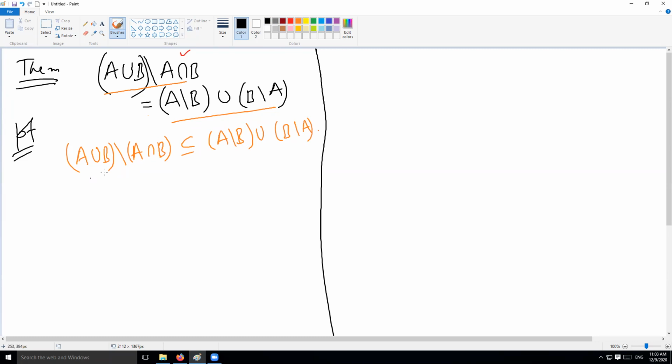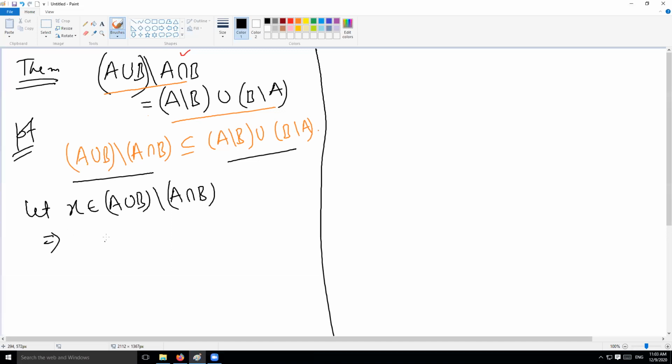So how am I going to show that this side is a subset of this? I'm going to pick an arbitrary element from here and prove that the same element is also here. So let's pick an element from here. Let X be in A union B minus A intersection B. Now by definition, what does it mean? It means X belongs to A union B and X does not belong to A intersection B.